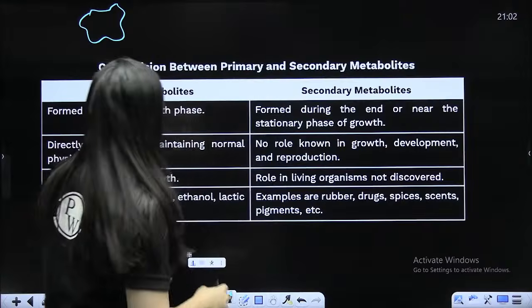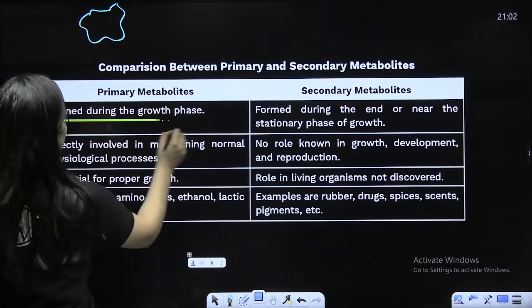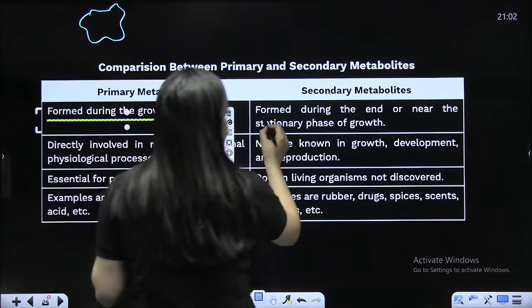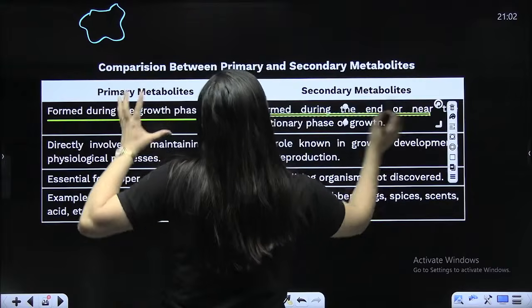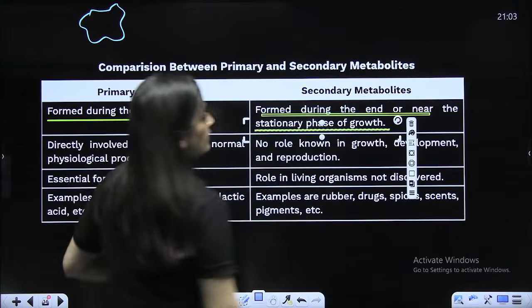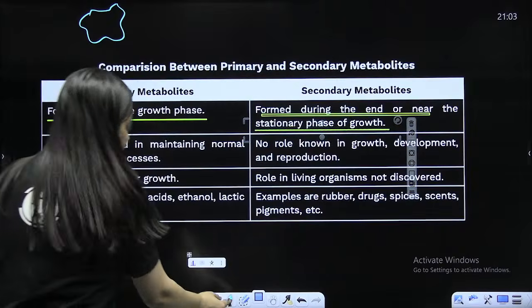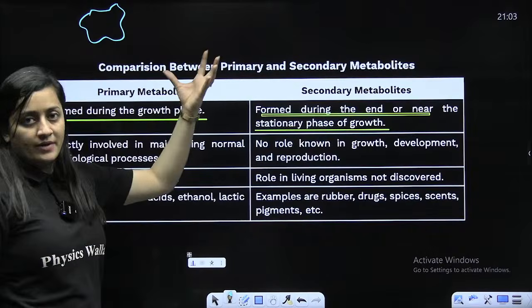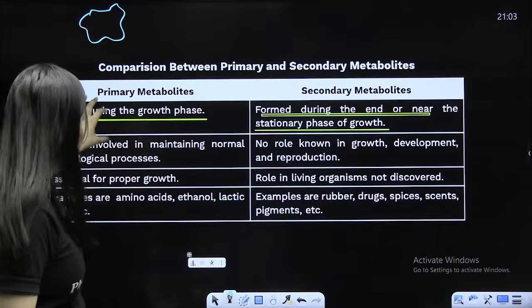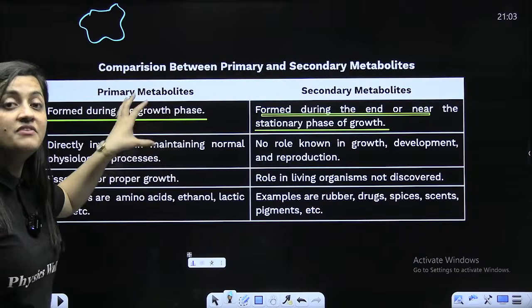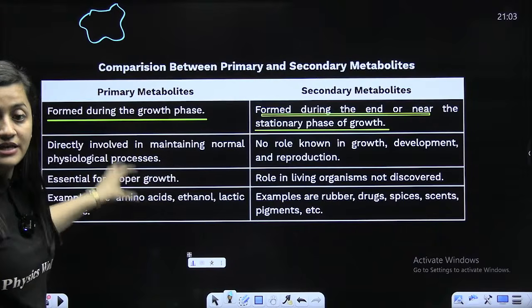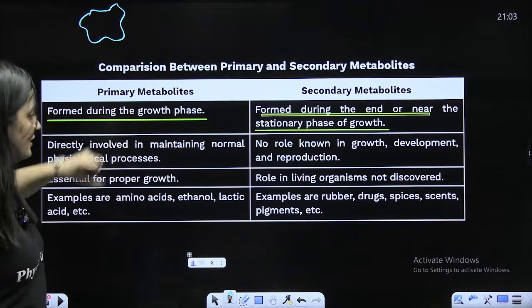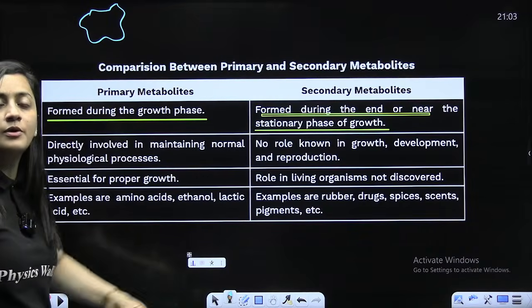So when you are talking about the primary metabolites, yes, they form during the growth phase, and secondary metabolites form during the end or near the stationary phase of growth. What does it mean? Let's suppose when an organism is growing, these primary metabolites will be there. They are formed. They have identifiable function. That's the NCERT. They are important. Like amino acids, carbohydrates.